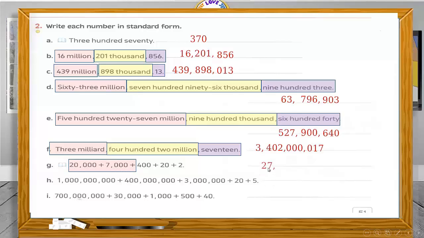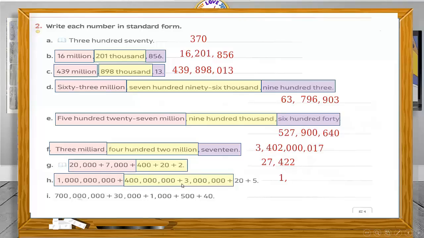27,000. Right here, 27,000. Next period we have 422. Write 422. Here we have 1 milliard. The next place or next number we have 400 million. So this first period 1. Write 1 and put comma. Next period, in millions, we have 400 and here 3 million. So we have 403 together in one period, 403 million.